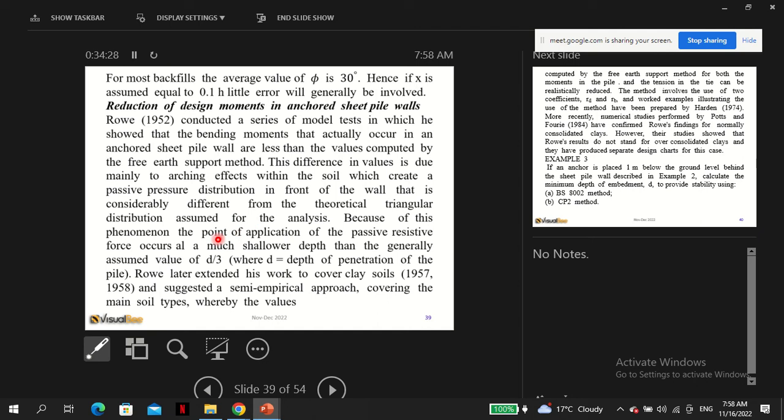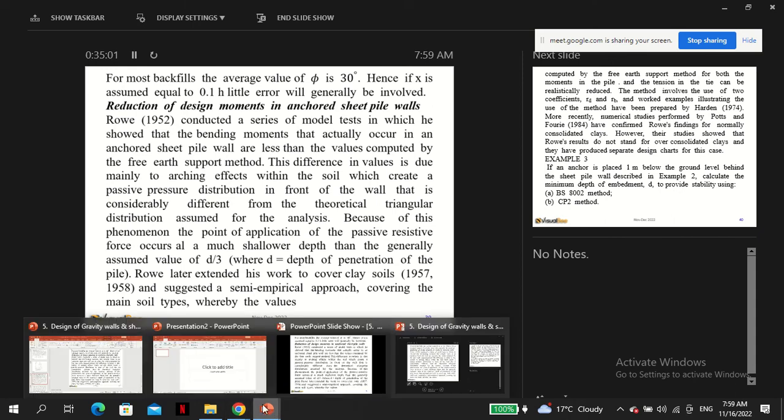For the analysis, because of this phenomenon, the point of application of passive resistive force occurs at a much shallower depth than the generally assumed value of d over 3, where d is the depth of penetration. Rowe later extended his work to cover clay soils in 1957 and 1958, and suggested a semi-empirical approach covering the main soil types.